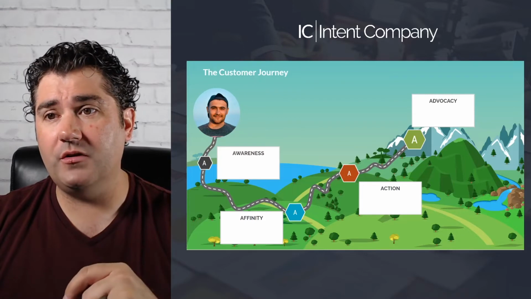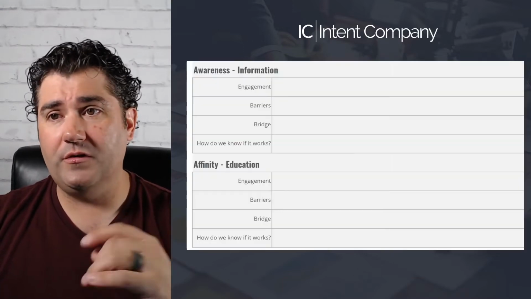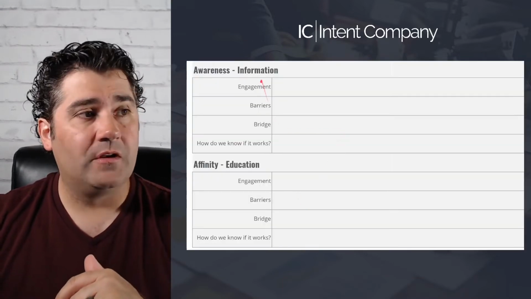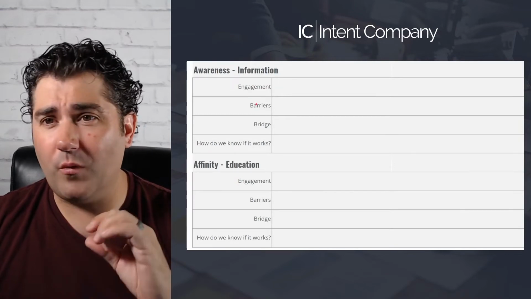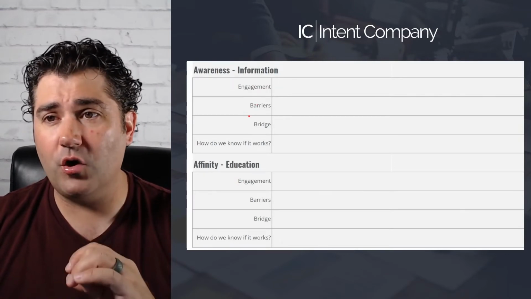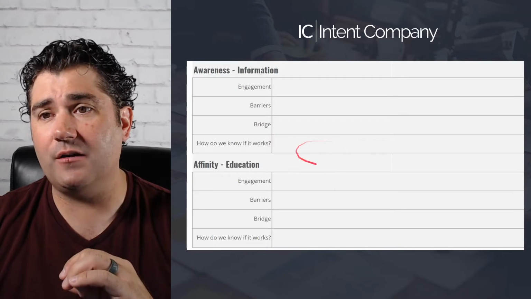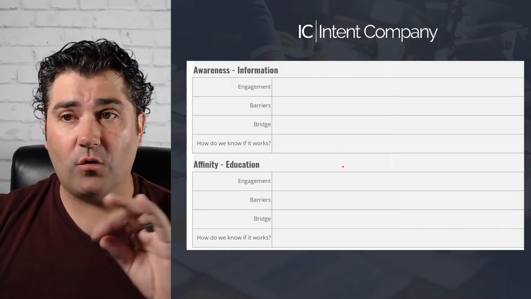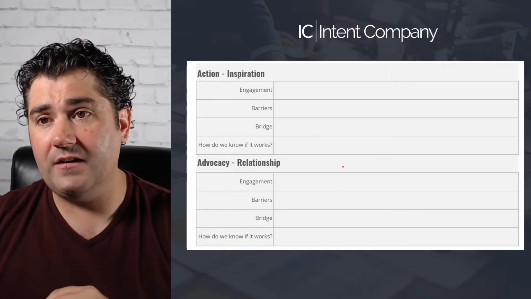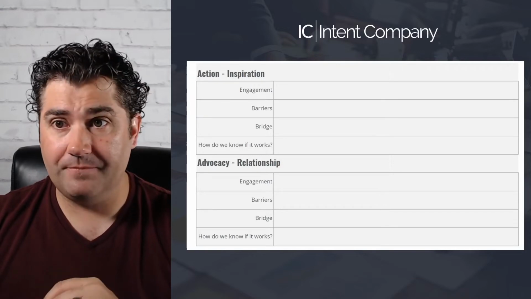This is exactly what we've been doing. What are we doing at awareness? What are we doing at affinity, right? Show them. This is how we engage. This is what we assume to be a barrier. This is how we're going to overcome it. And then this is the KPI, the data point that shows that it works for all 4 stages of awareness, affinity, action, and advocacy, right?